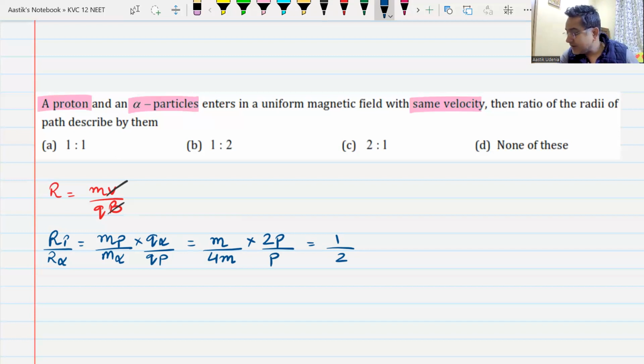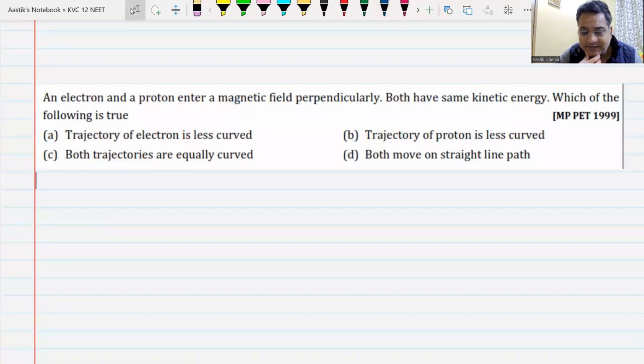Let us welcome the next question. And this is the next question that is coming up. An electron and a proton enter a magnetic field perpendicularly. Both have the same kinetic energy. Remember, they have the same kinetic energy. Which of the following is true? I'll give you 2 minutes to give me the answer.